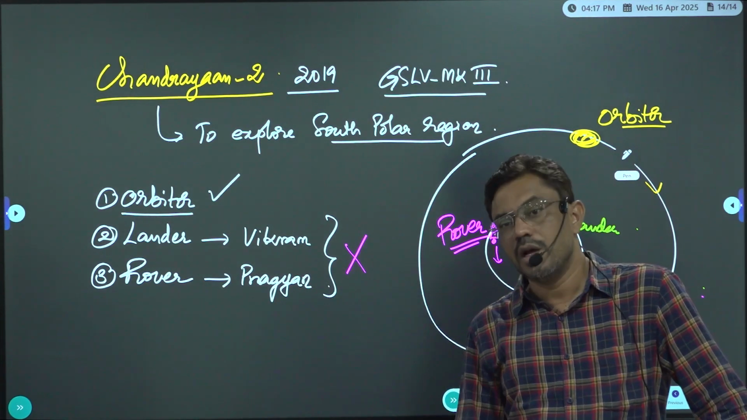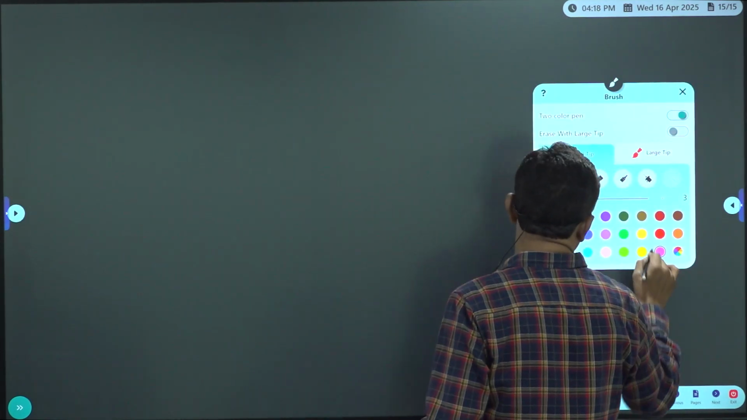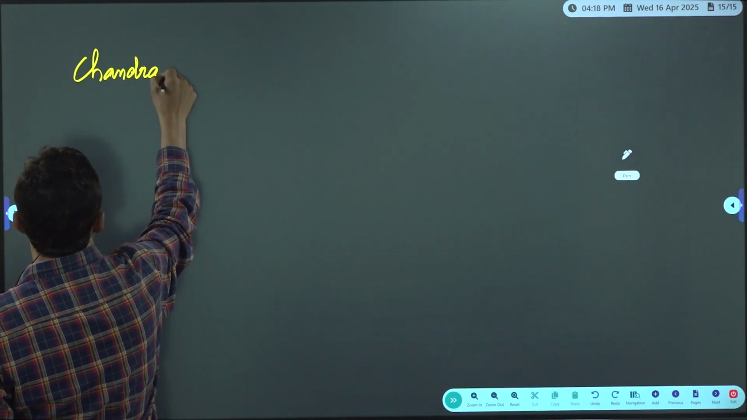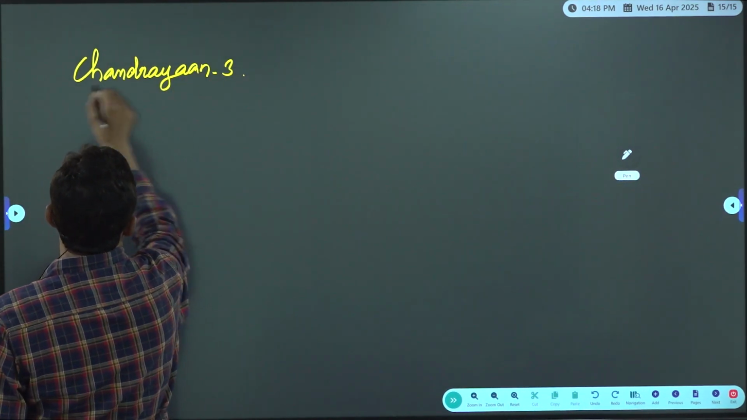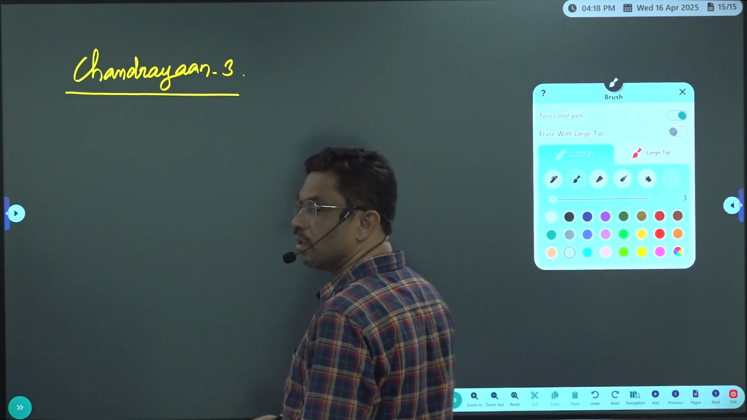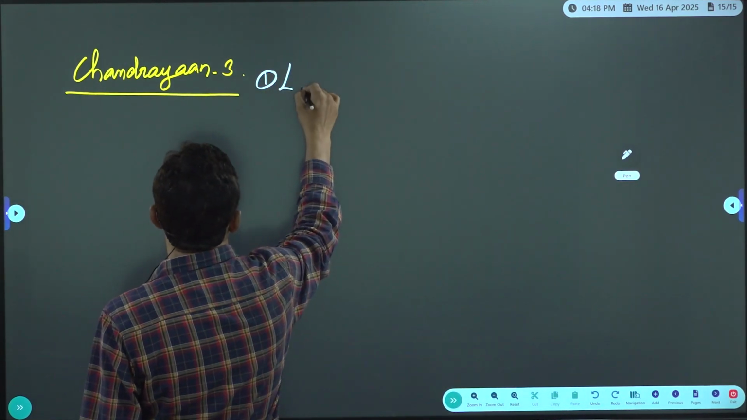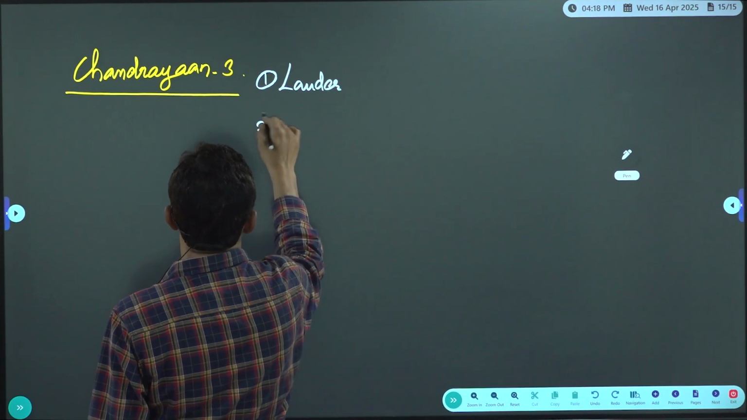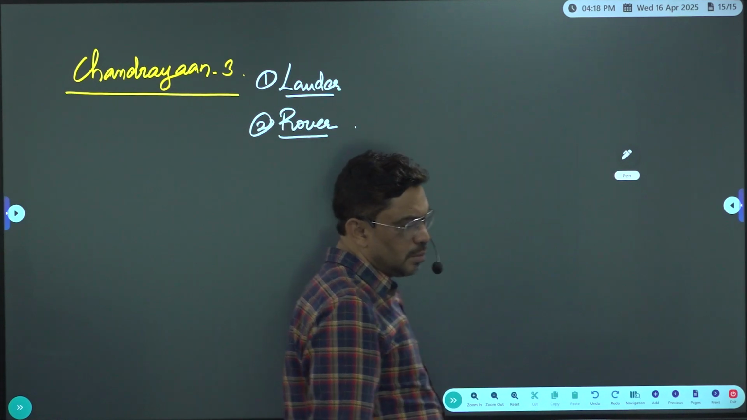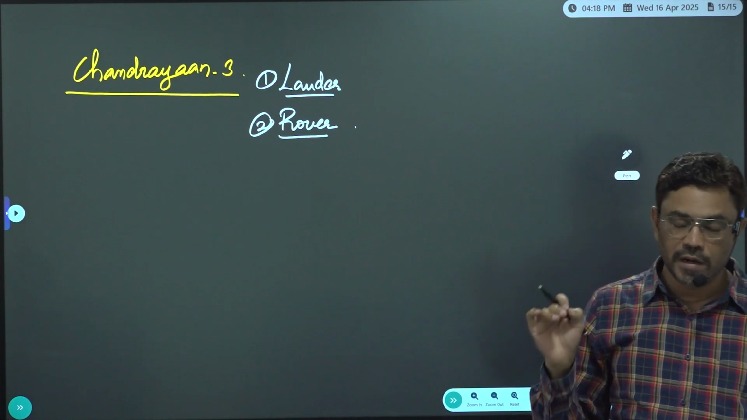And next, Chandrayaan 3. It is a follow-on mission to Chandrayaan 2. It carries only a lander and rover, because the orbiter module is already orbiting in the moon's orbit. So that's why it carried only lander and rover.